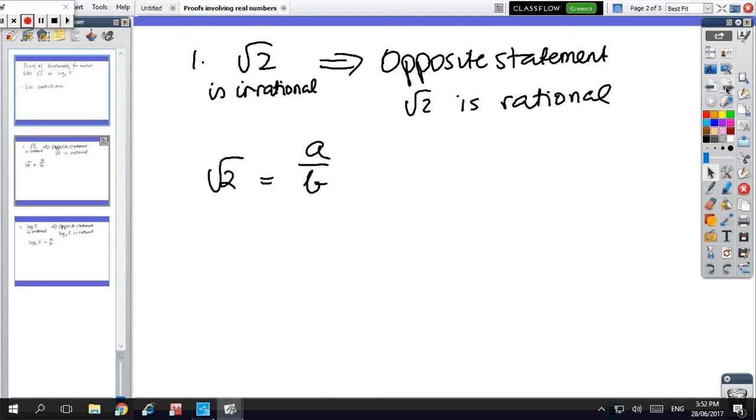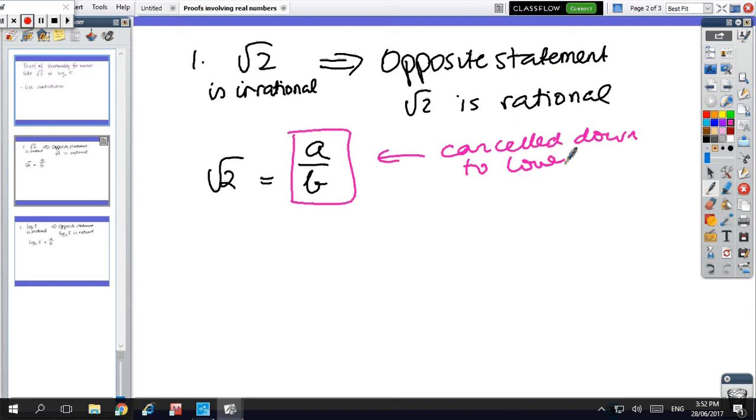And what rational means is, again, that it can be written as something over something, and that is cancelled down to its lowest terms. Like, for instance, 2 over 4 is not cancelled down because they're both even numbers, and that's what we're going to be looking at. We're going to be proving that both numbers are still even.